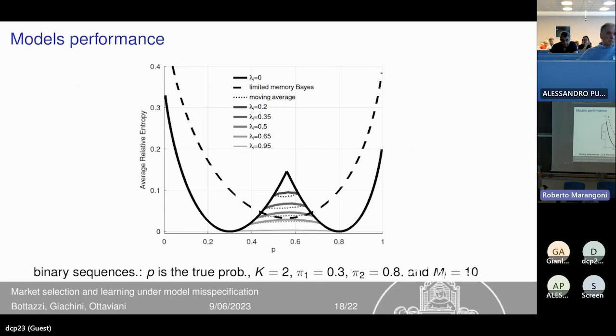In this case, you see the average relative entropy goes to 0, the highest possible likelihood of the agent. So this agent is probably going to survive in any case. And this is the Bayesian. What happens if instead the probability is different? Then the agent, as you can see, cannot precisely replicate what's going on in the market.